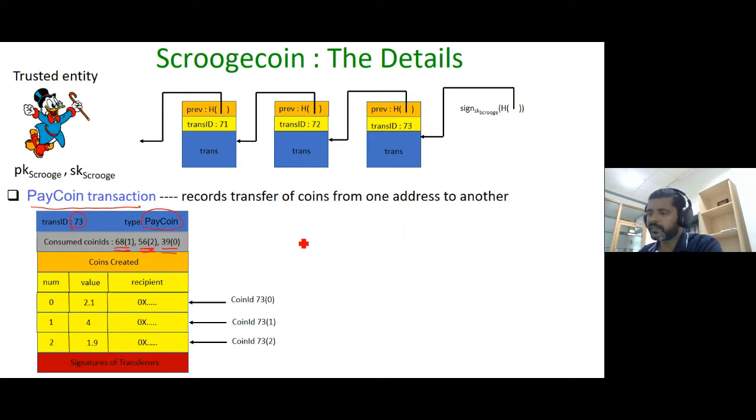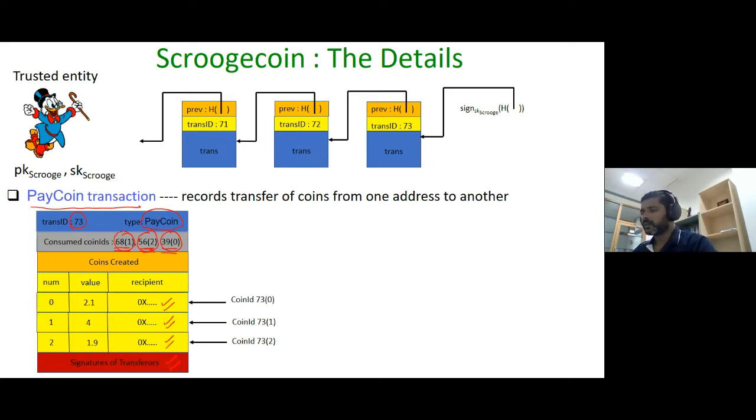Of course, these coins will be available with different owners, right? It's not the case that all of 68.1, 56.2 and 39.0 are owned by the same entity, say Alice. It could be the case that 68.1 is owned by Alice, 56.2 is owned by Bob, and 39.0 is owned by Charlie. So they are the creators of the checks, and their signatures will be present here. And who are the recipients of the coins 68.1, 56.2, 39.0? They will be available here.